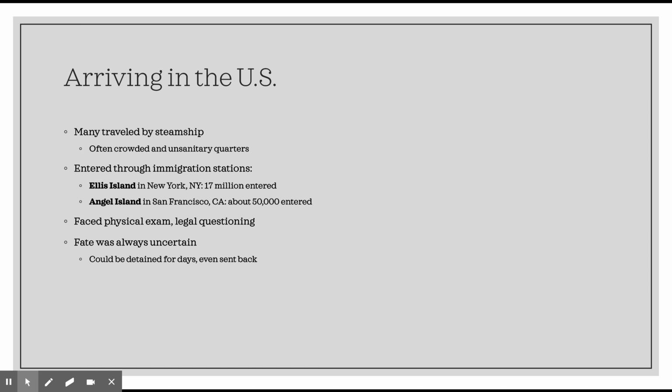When they got here, they would all get off the boat, the steamship, and they faced a physical examination. They faced legal questioning, and their fate was always uncertain. You could even be detained. You could be detained for any reason for days. It was even possible for you to be put back on the boat and sent back to where you came from if you didn't pass these tests, if you didn't pass the physical exam.